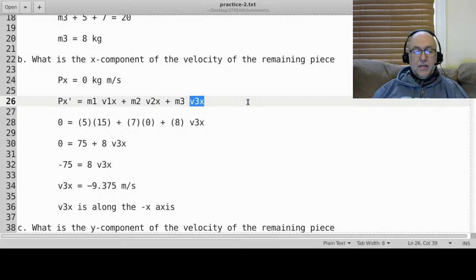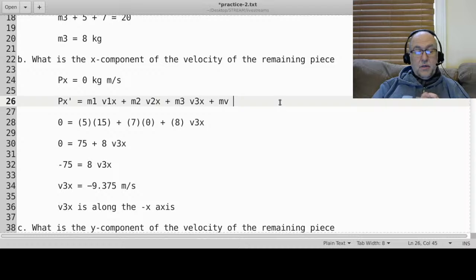It's actually that right there, v3x, because the third piece I called m3, and so v3 is its velocity and x is its x component. And so now this is what you're going to use. If you had more pieces, you would just write mv for every one of them, like a fourth piece, a fifth piece, and so on. Like in a real explosion, you could have thousands of pieces, and if you added up the momenta of all those thousands of pieces, they would add up to zero.